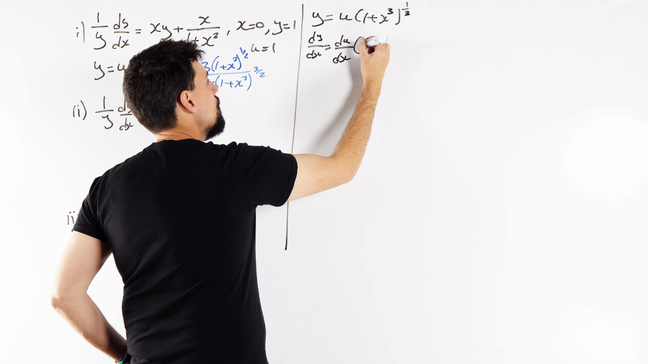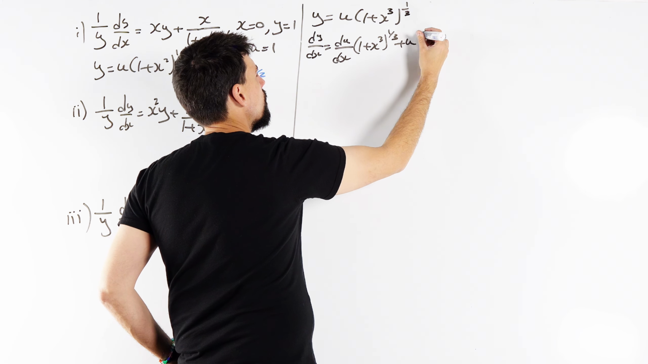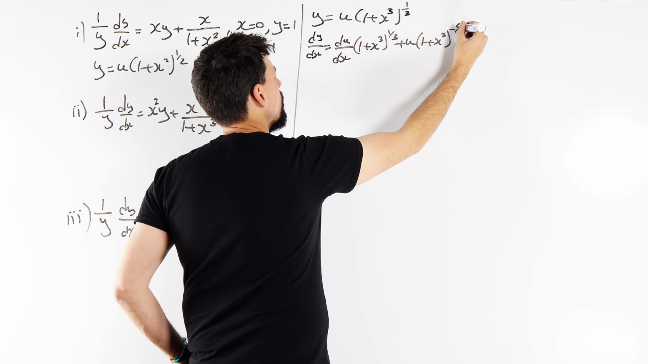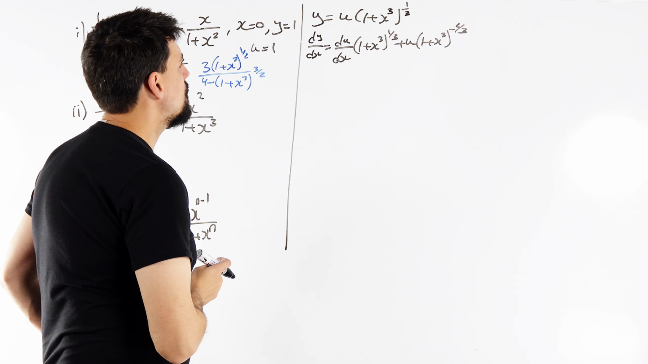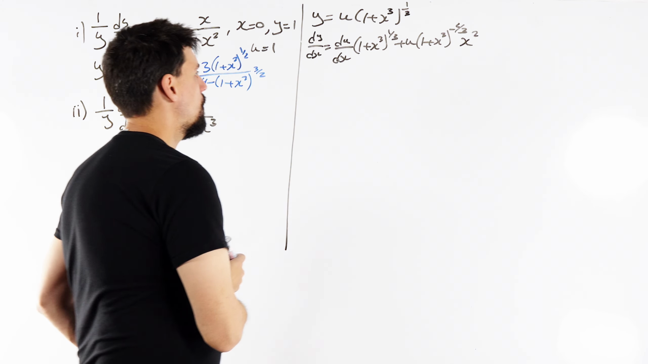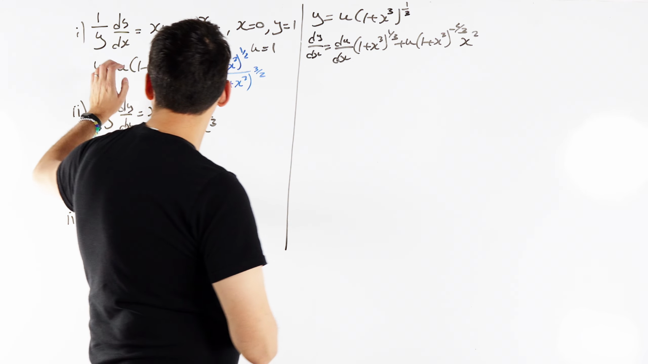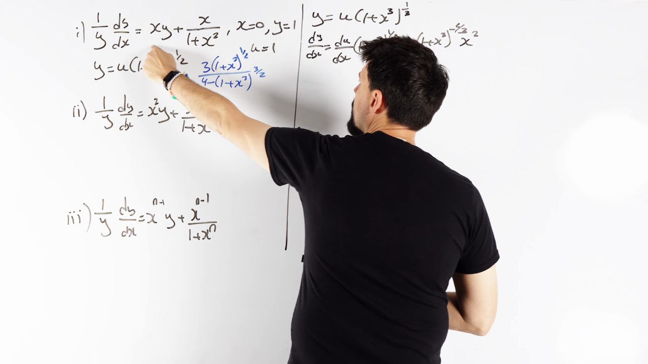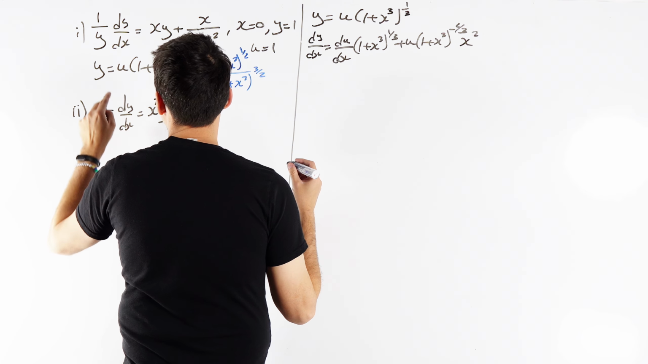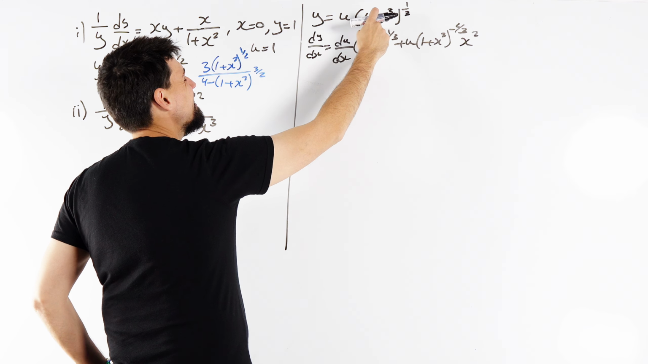Right, we go through our differentiation. All right, and that's what we should get times x squared. That's what we should get. Right, let's plug that into here. Divide it by y, which is that.